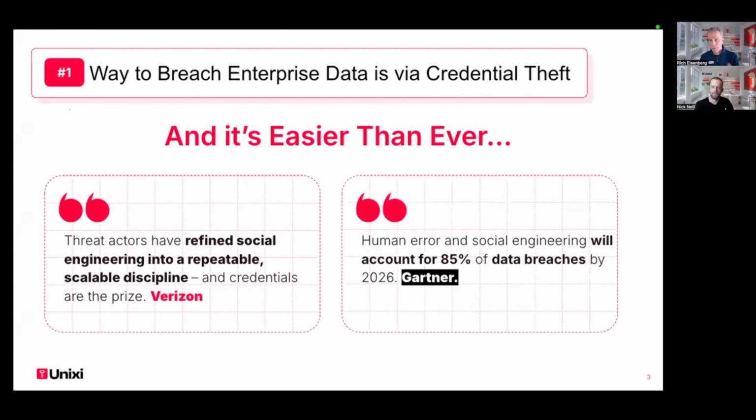And from Gartner, human error and social engineering will account for 85% of data breaches by 2026. And the reason for this is we have no enforcement control over what end users do with passwords. We tell them to follow length and complexity rules. They don't. 75% of end users use critically weak passwords that can be hacked. 30% use easily guessable passwords like 1, 2, 3, 4, 5, 6. And if you think I'm kidding, I'll show you an example in just a minute.